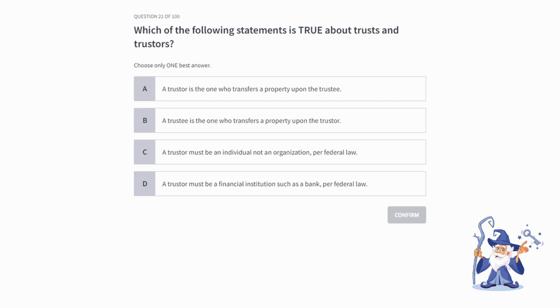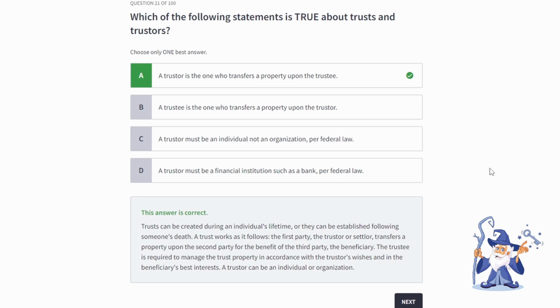Okay, so what is the correct answer for this one? Well, it's going to be A. A trustor is the one who transfers a property upon the trustee. Trusts can be created during an individual's lifetime, or they can be established following someone's death. A trust works as follows.